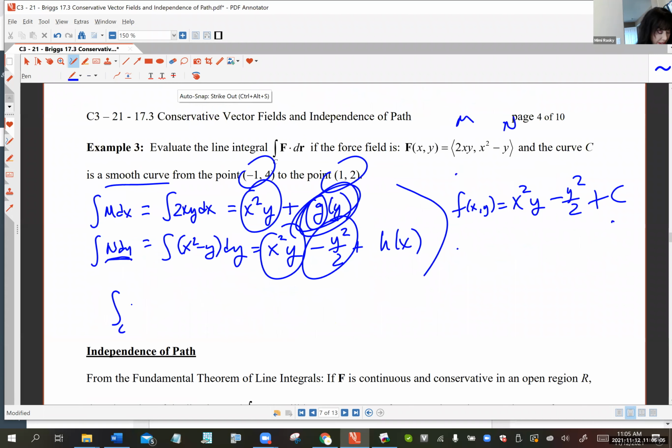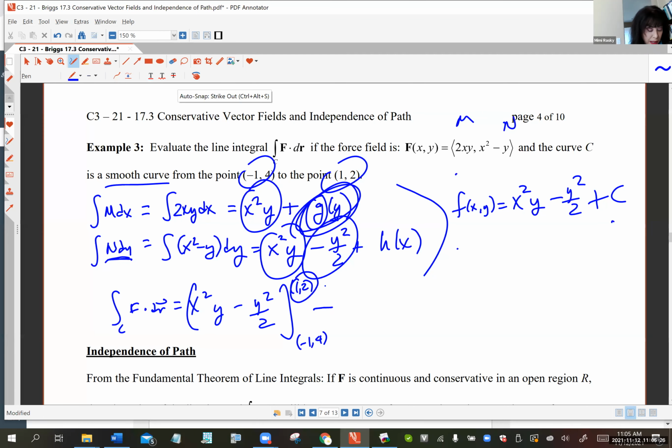So now what? This line integral F dot dr is going to be equal to x squared y minus y squared over 2. And you don't have to put the plus c when you're evaluating between the points. Well, why not? Because it'll cancel. You can even try if you want. You'll have the plus c and then you'll have the minus. And then it goes bye-bye.